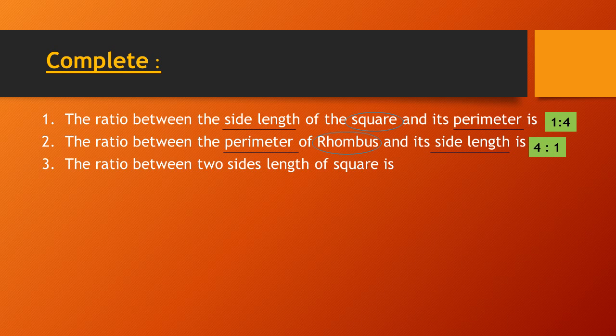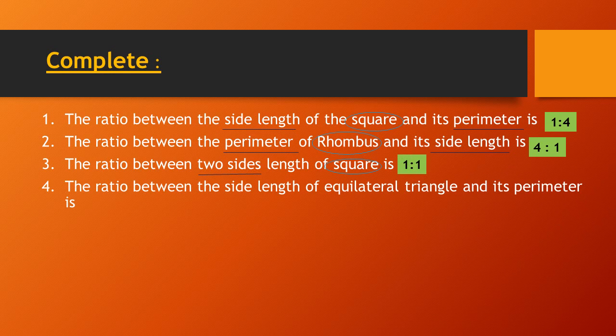Number 3. The ratio between two side lengths of a square. We know that the four sides of a square are equal. That means the ratio between any two sides of a square is 1 to 1. Number 4. The ratio between the side length of an equilateral triangle and its perimeter. I said side length, perimeter of what? Of an equilateral triangle. Side length is 1 and the perimeter 3. Then the ratio will be 1 to 3.